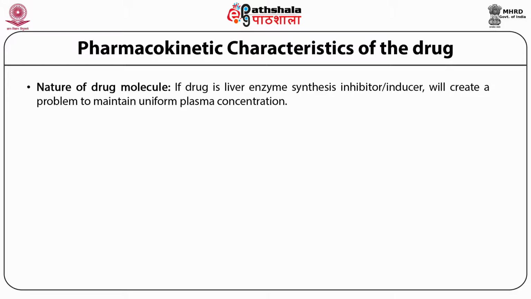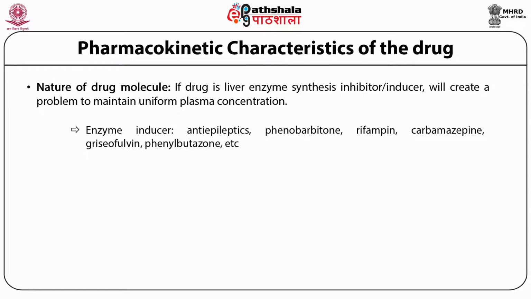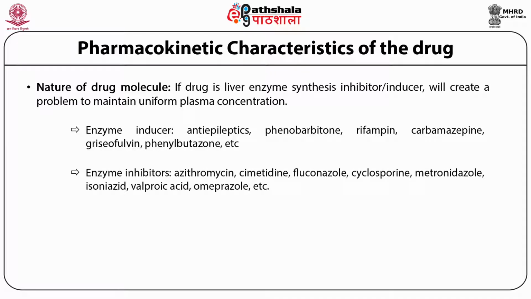We have drugs which are referred to as enzyme inducers, which include quite a number of anti-epileptics, barbiturates, particularly phenobarbital, rifampin, carbamazepine, griseofulvin, phenylbutazone, troglitazone, etc. There are other examples which are metabolic enzyme inhibitors. These primarily include azithromycin, cimetidine, fluconazole, cyclosporine, metronidazole, isoniazid, valproic acid, and omeprazole.